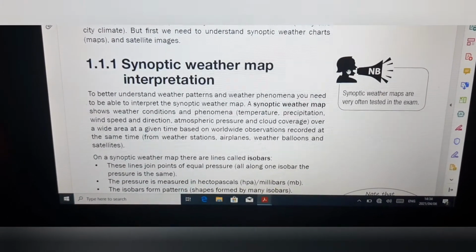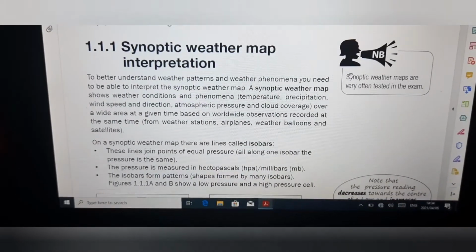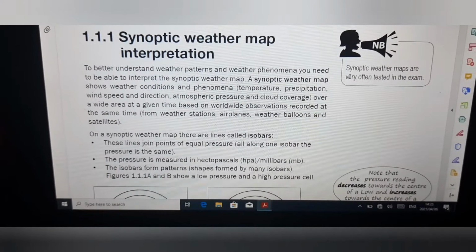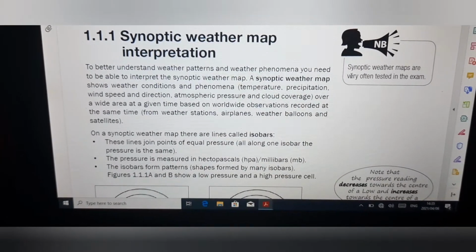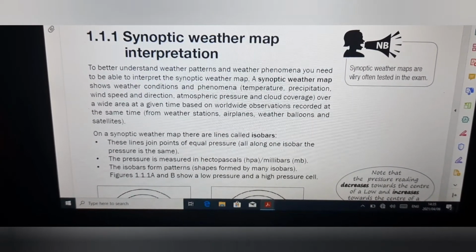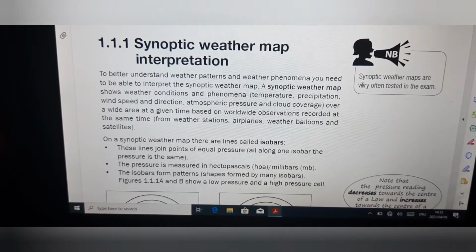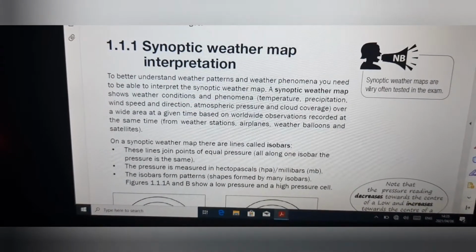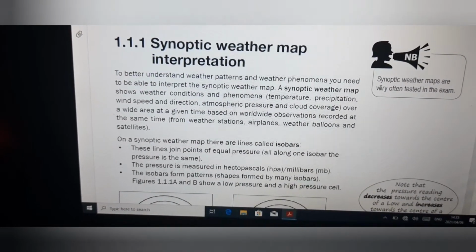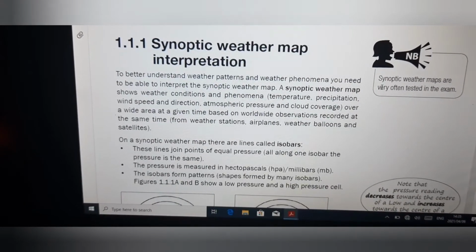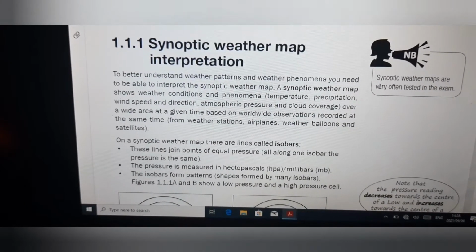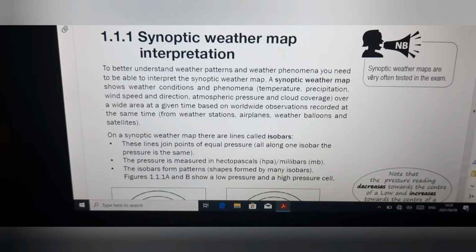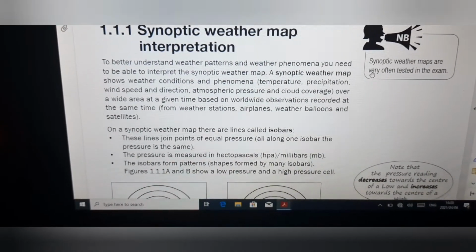So let's go for synoptic weather interpretation. To better understand weather patterns and weather phenomena, you need to be able to interpret the synoptic weather map. A synoptic weather map is defined as follows. It shows weather conditions and phenomena: temperature, precipitation, wind speed and direction, atmospheric pressure and cloud coverage over a wide area at a given time, based on worldwide observations recorded at the same time from weather stations, airplanes, weather balloons and satellites.